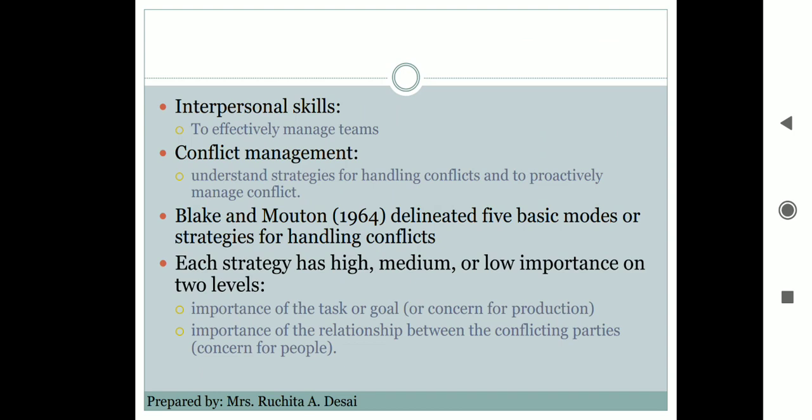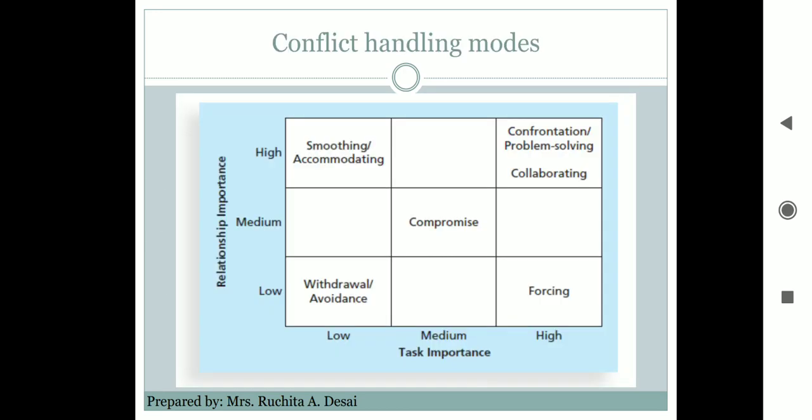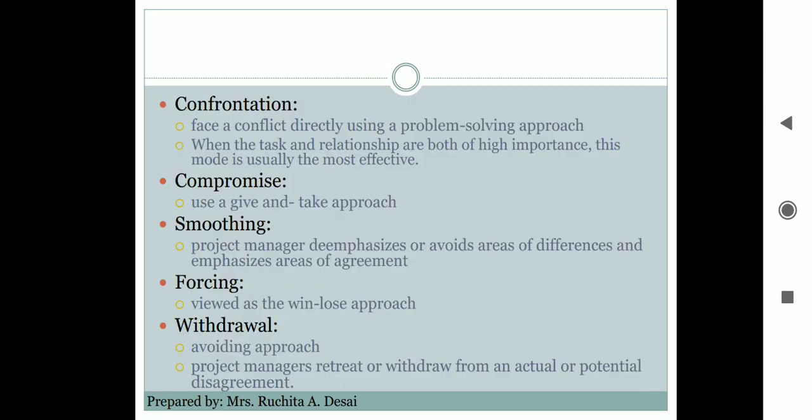So this model tells about how to do conflict management, how we can manage the conflicts between the people, between the parties. There are five modes or strategies, we can say. So these are the two levels: the importance of the task or goal and the importance of the relationship. Here you can see the conflict handling modes. First I'll explain what those five strategies are.